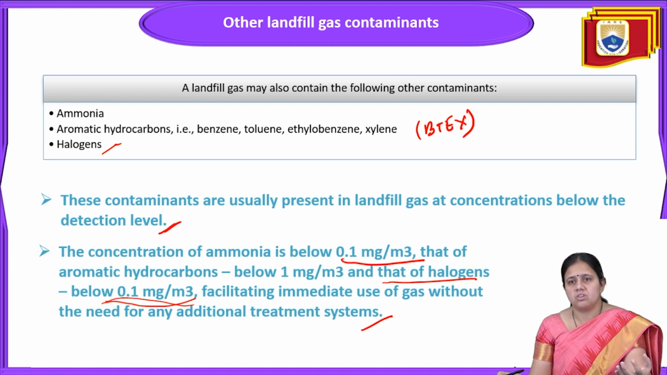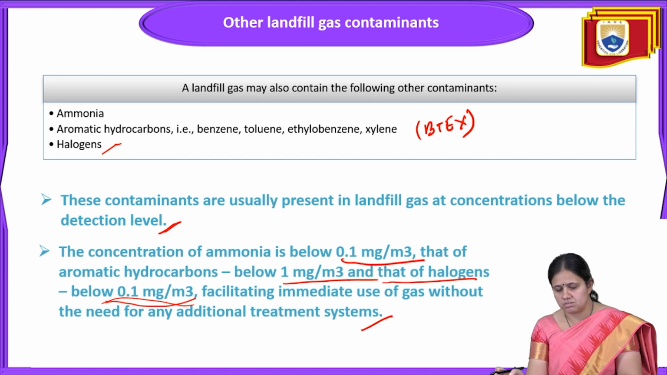So the concentration of ammonia is like 0.1 mg per meter cube. There will be some aromatic hydrocarbons, and this aromatic hydrocarbon will be below 1 mg per meter cube. And for some halogens, 0.1 mg per meter cube, facilitating the immediate use of gas without the need for any additional treatment system.